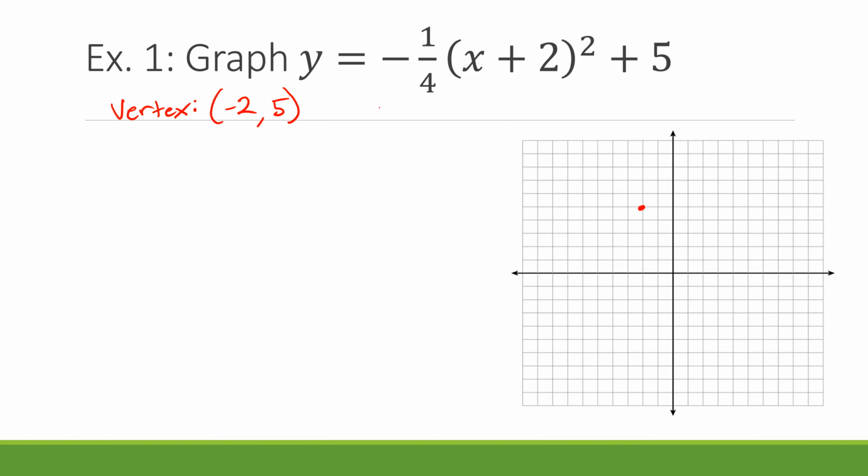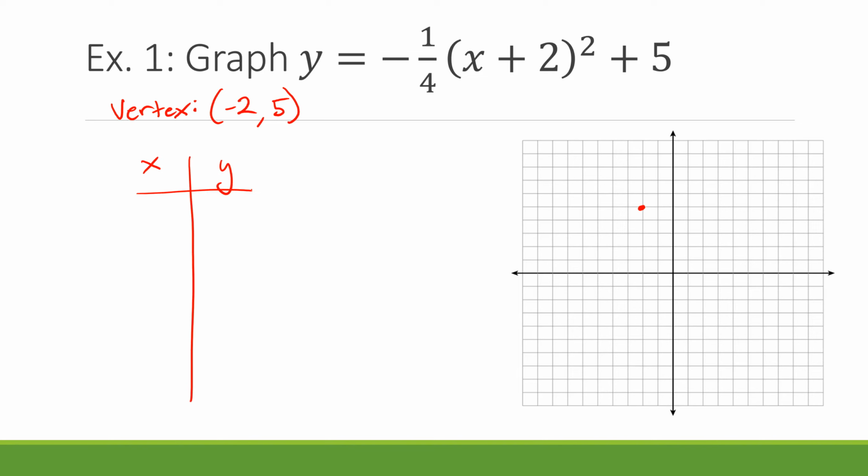The a is my stretch. So I know I'm going to be stretching by negative 1/4. That means my parabola is going to be going down, and it's going to be a little bit shorter than it normally is. It's not going to go up as fast. Anyway, we don't need to do that directly. Let's just pick some points, just like we always do.